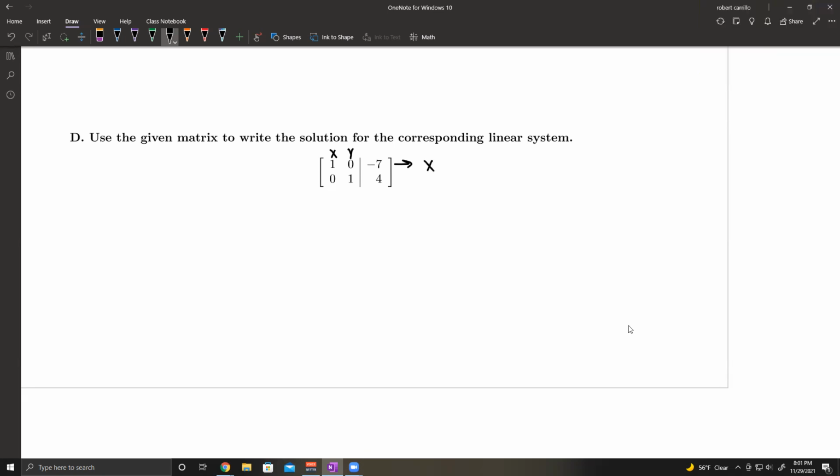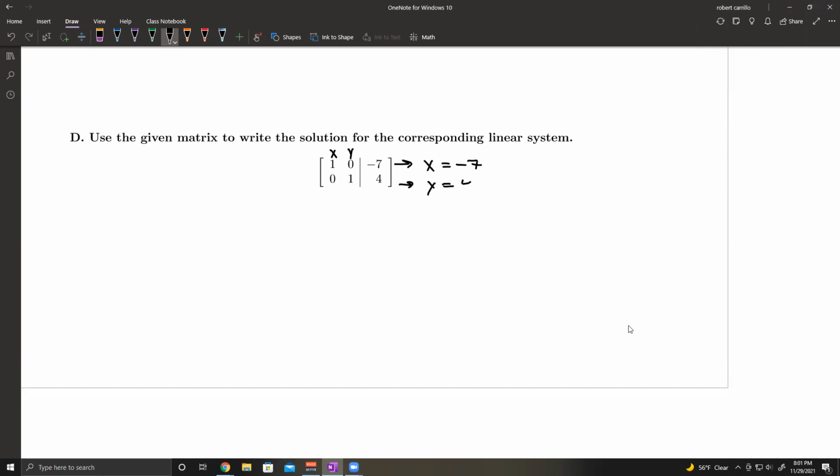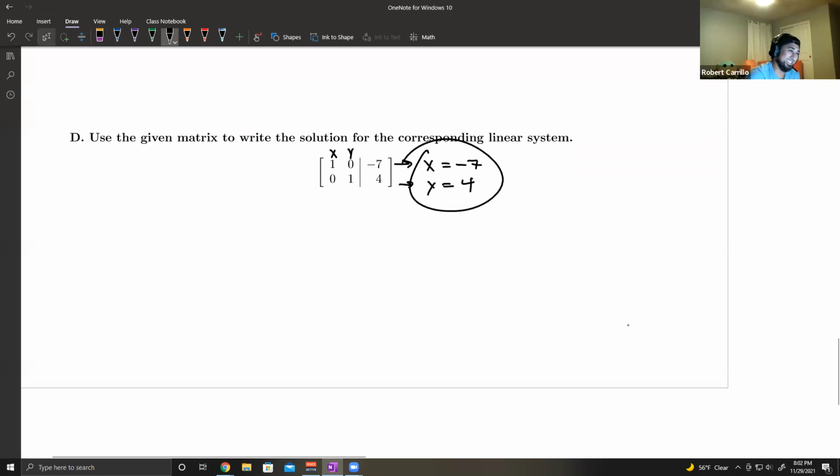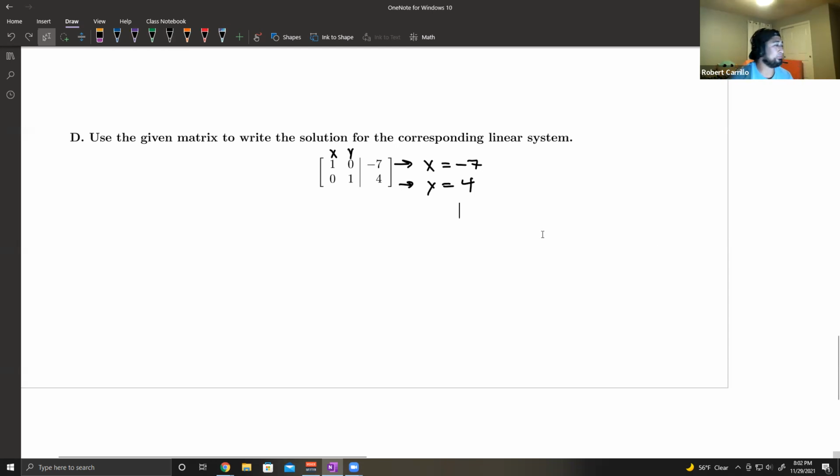1x. Is there a Y value? 0. Nope. So just X equals negative 7. There you go. And what would I write for the second row? Y equals 4. That's it. We're done. Straight up the answer. That's it. All right, cool.